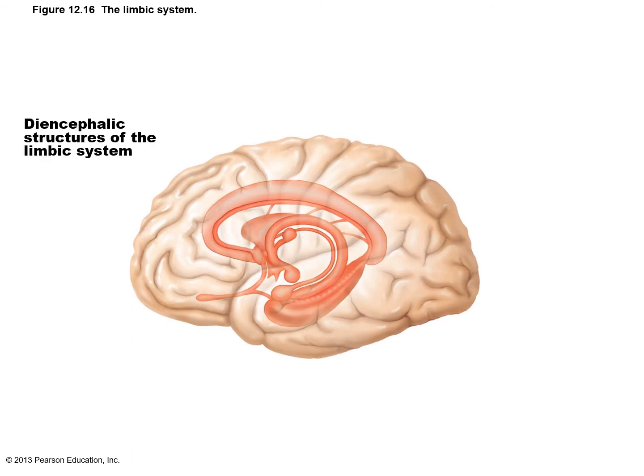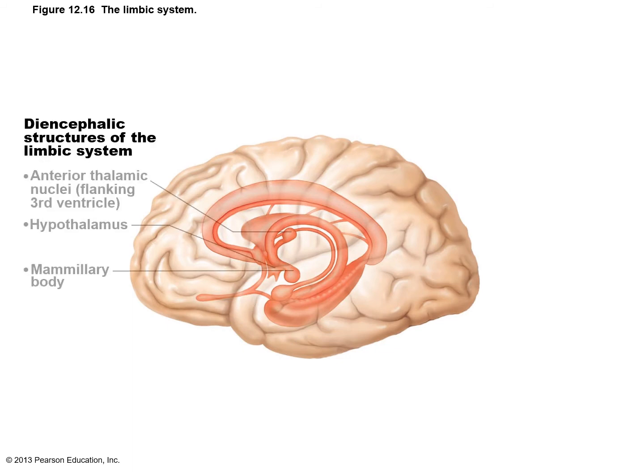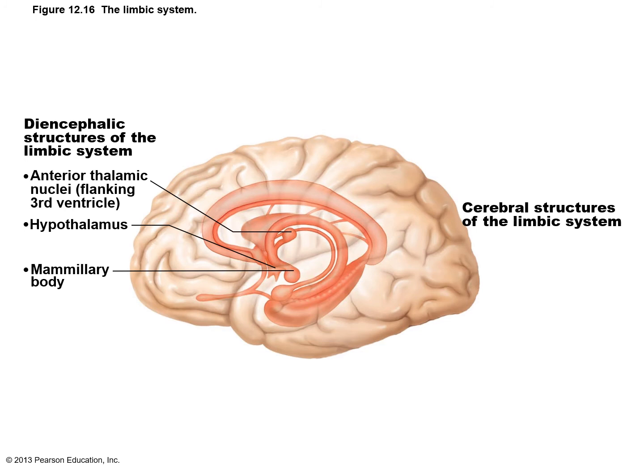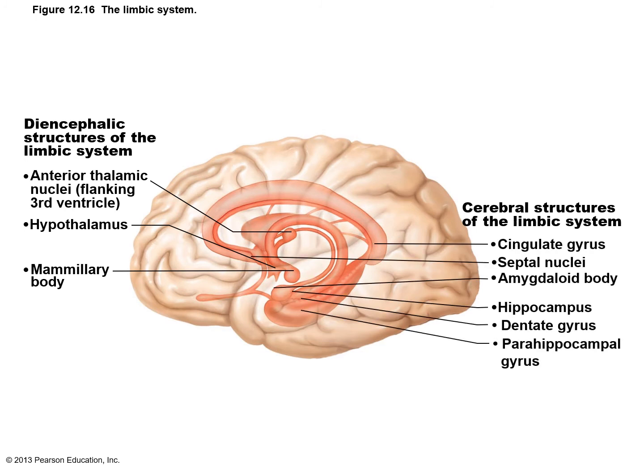The portions of the diencephalon that are involved in the limbic system are the anterior thalamic nuclei, so that's part of the thalamus. It also includes the hypothalamus and the mammillary body. The cerebral structures involved in the limbic system include the cingulate gyrus, septal nuclei, amygdaloid body, hippocampus, dentate gyrus, and perihippocampal gyrus. I want to call your attention to the use of the word gyrus. These are actually literal folds of the cerebrum.